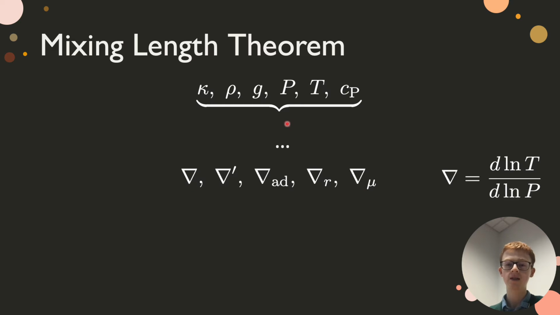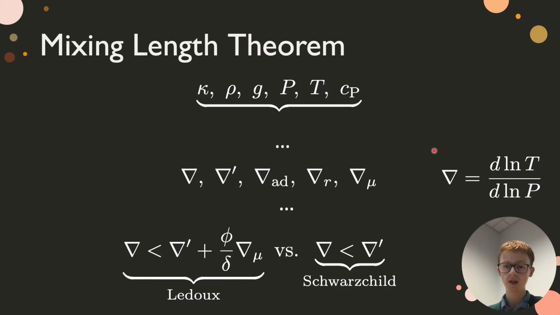And from those we get these gradients. So we've got nabla, which is temperature with respect to pressure for matter at a given level. Then nabla prime, which is within the convective elements. Nabla adiabatic, which is this gradient but for matter moving adiabatically. Nabla R, the gradient for movement of energy via radiation, so movement with photons. And nabla mu, which is the molecular weight gradient with respect to pressure. And this is just an example of what these nablas really mean.